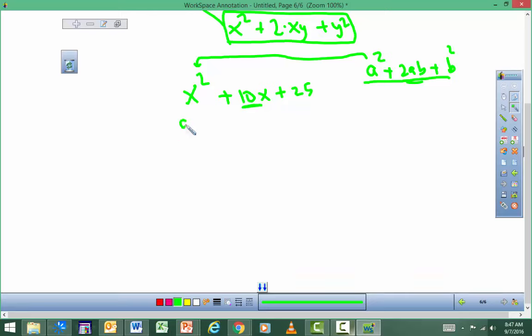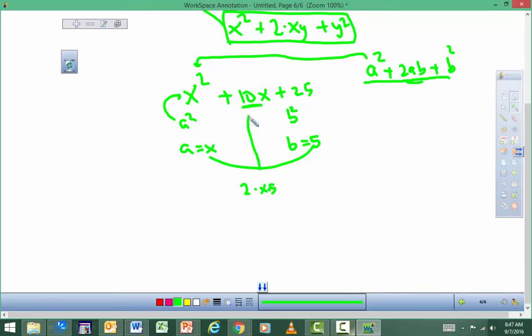If this is my a squared, what's a going to be? A would be x, right? If a squared is this one, then a is equal to x. If b squared is 25, then what's b? 5. Okay? Now what I do to check the middle is I simply multiply these two together and then double it. So 2 times x times 5. You see? Does that give you the middle term? It does. That's 10x, isn't it?